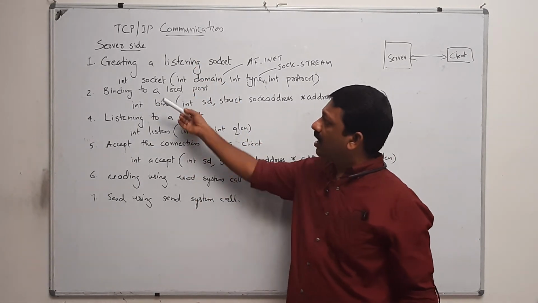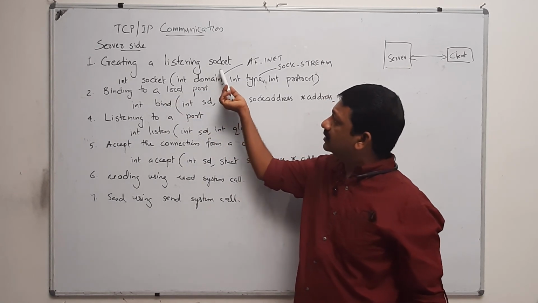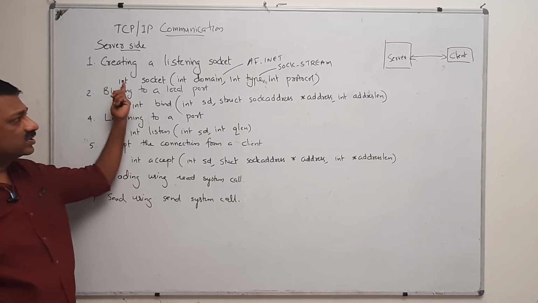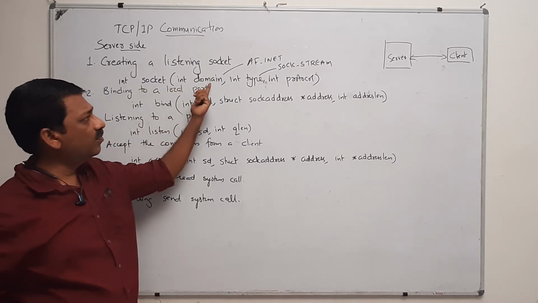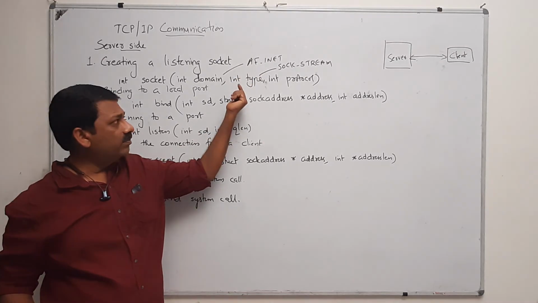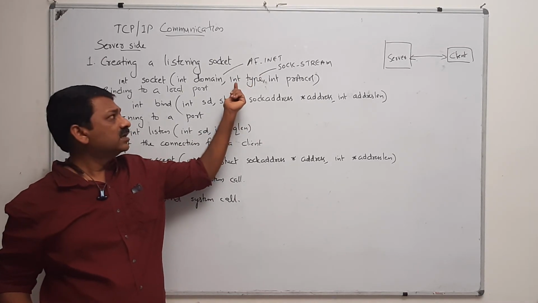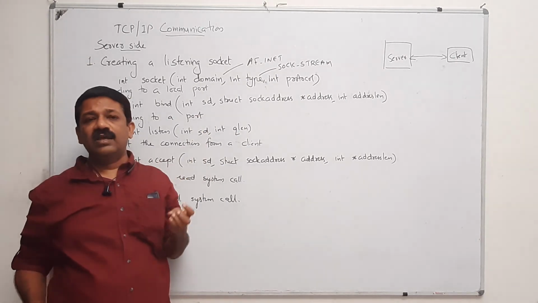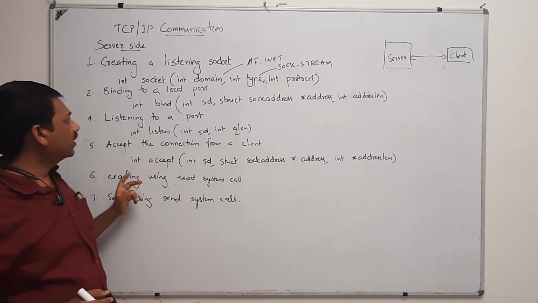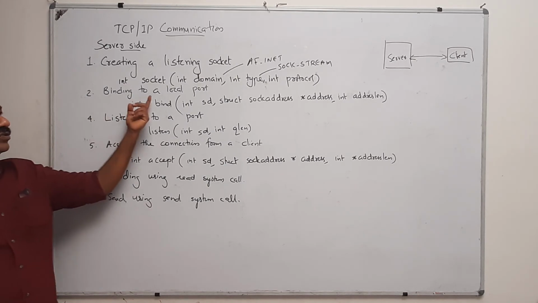Okay, the client is connecting to the server, and for that on the server side we are going to set up, a listening socket is created, and again that is using the socket system call. That means in socket, the domain will definitely be AF_INET because we are using the internet. Type is equal to SOCK_STREAM, that means it's a connection oriented service, and in the protocol, and after that, binding to a local port.